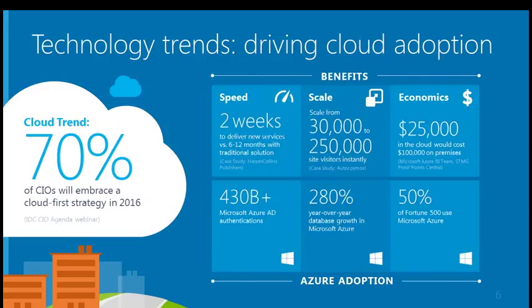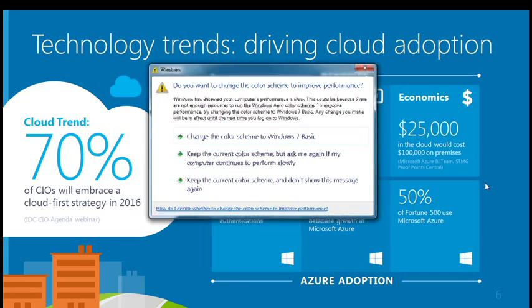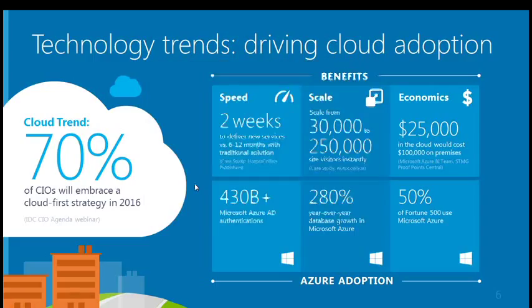And when it comes to economies of scale, even Microsoft themselves, the BI team in Seattle, were able to save $75,000 by using the cloud infrastructure. Now, if you're thinking about Azure maturity, you need to think that there are about 430 billion plus Azure authentications happening on that platform, and we've seen year-on-year growth of almost 300%. Also, what we have seen over the last 3 years or so is that 50% of Fortune 500 organizations now use Azure.